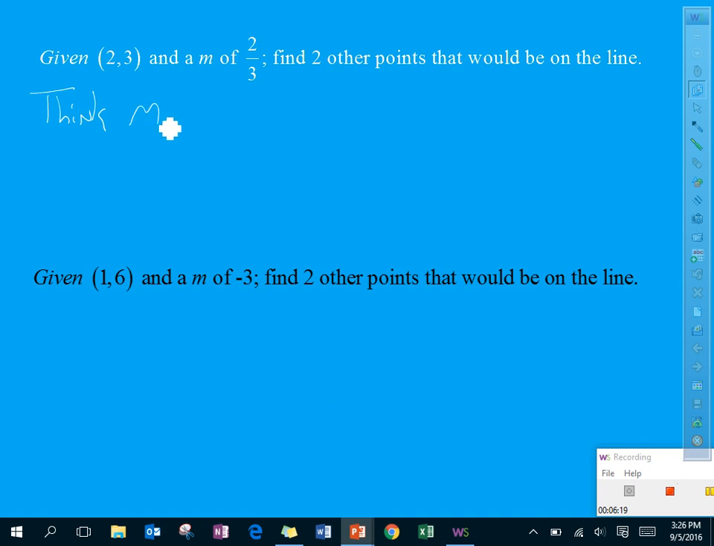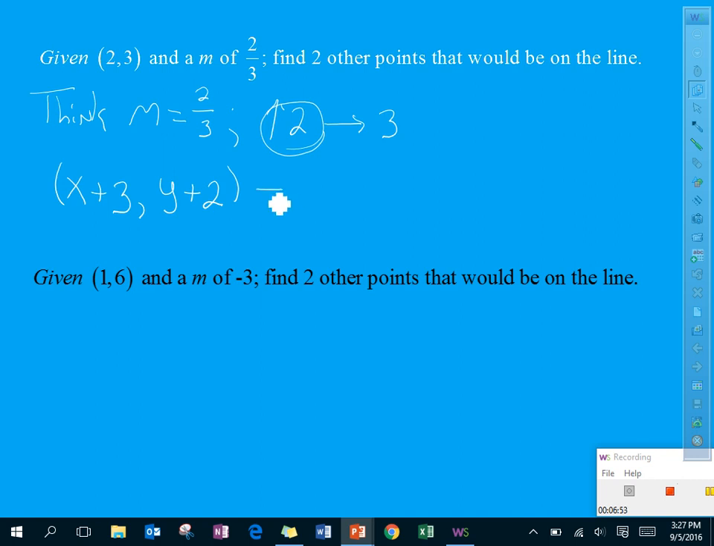Since my slope is 2/3, I know this thing's going to rise 2 units, and then it's going to go to the right 3 units. It could also go down 2 and to the left 3. So here's my thinking. All my y-coordinates are going to increase by 2. So if I want to come up with a little formula, all my y-coordinates are going to increase by 2. All of my x-coordinates are going to increase by 3. So there's a formula for it.